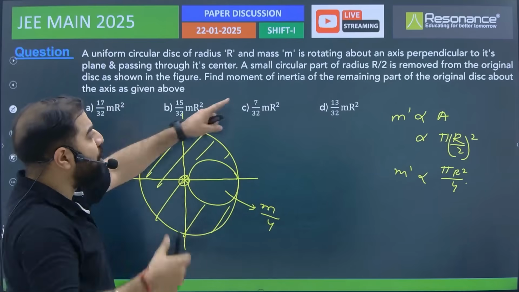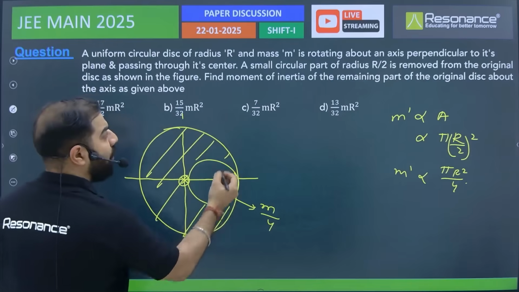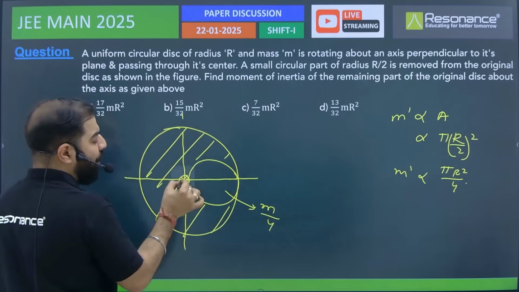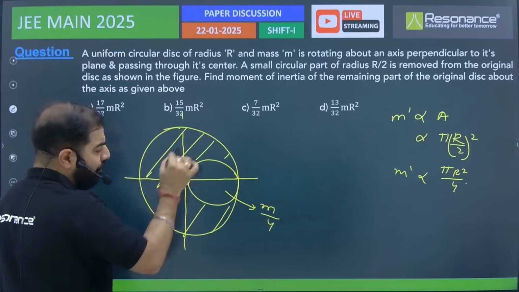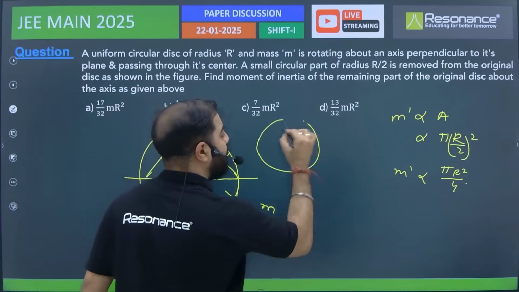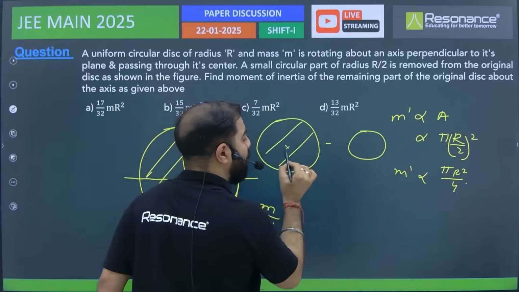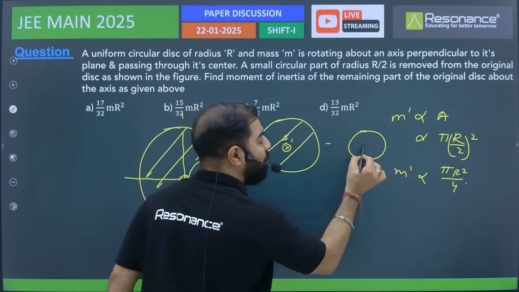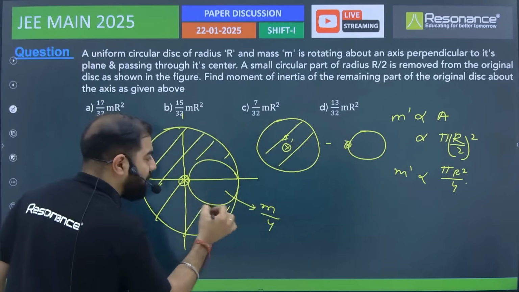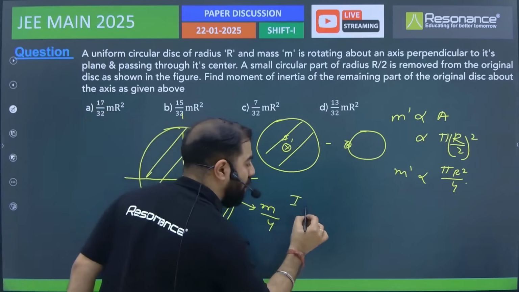Okay. So a small circular part of radius r/2 is removed from the original disk as shown. So this is removed. Find the moment of inertia of the remaining part of the original disk about the axis as given below. So let's say we want to find the moment of inertia about this axis only for this disk with this cavity. So we can think of it like a complete disk minus this cavity. So find the moment of inertia for this complete disk, I1. Find the moment of inertia of the same cavity about the same position.